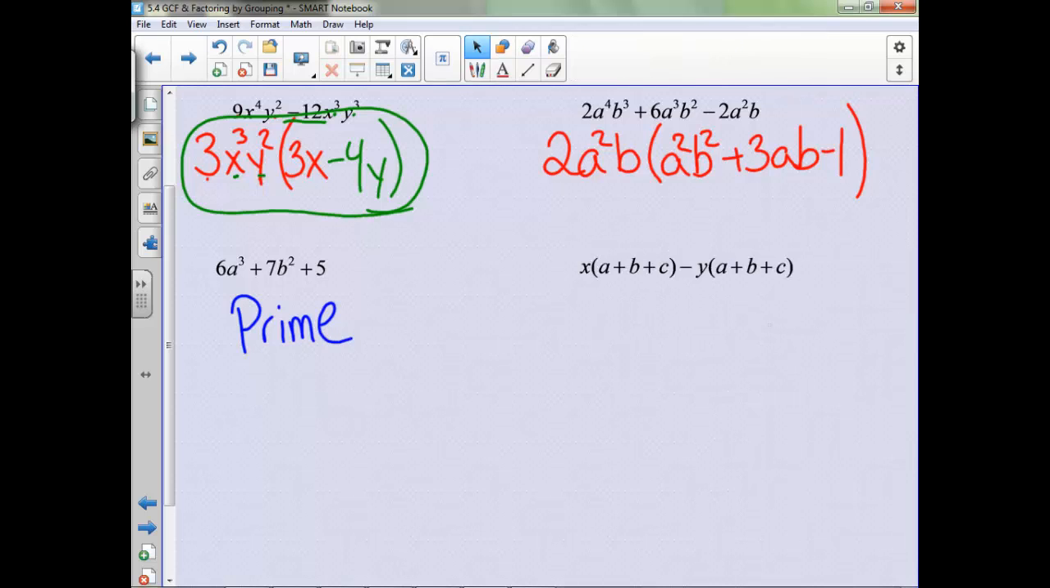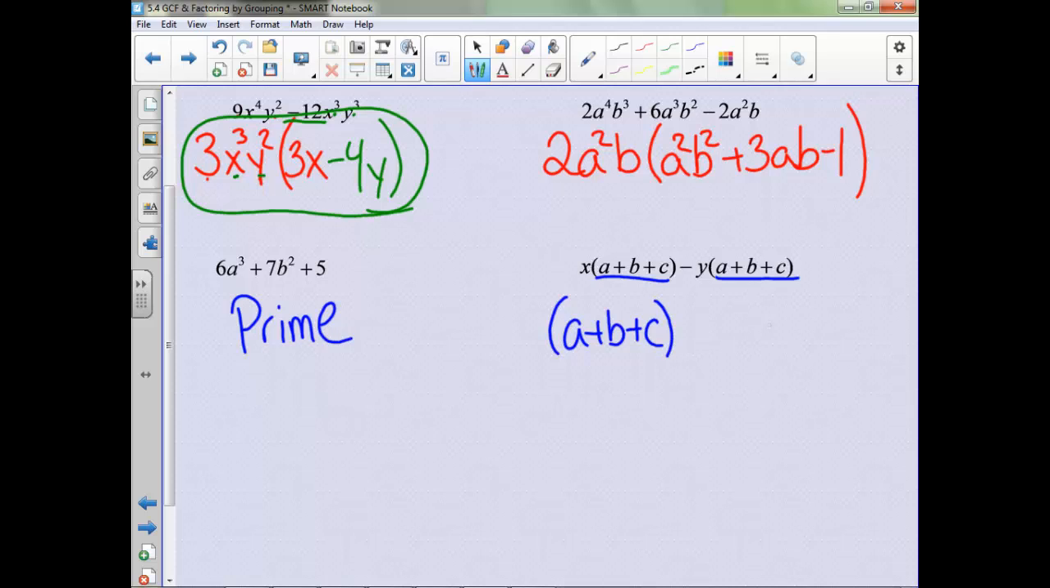Alright, now this last one. Notice they both have this factor in common, so we can divide that out from both of them. And what was left in this first one is an x, and what's left in the second one was that negative y.